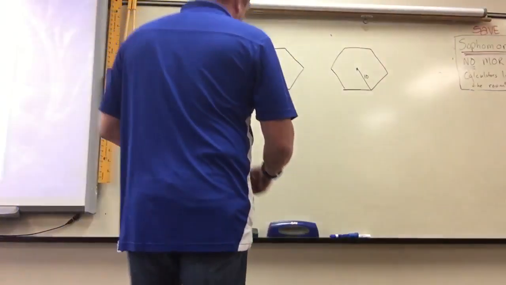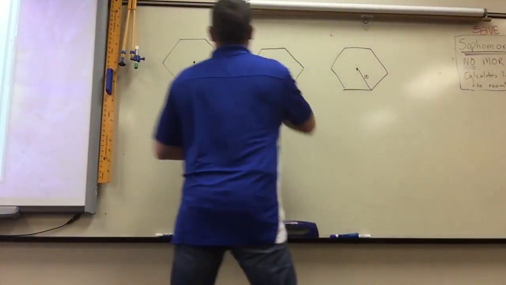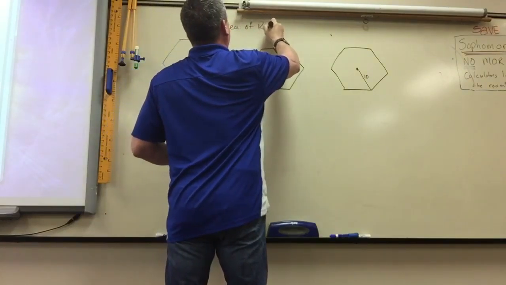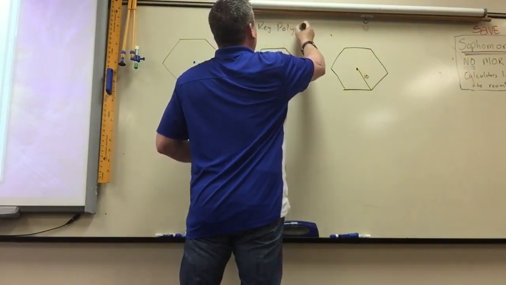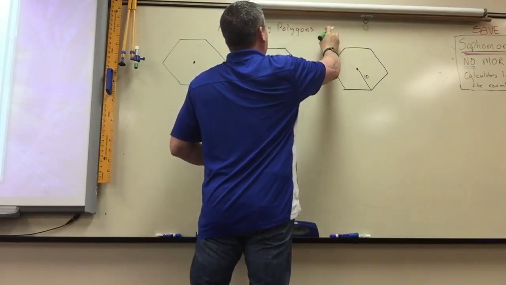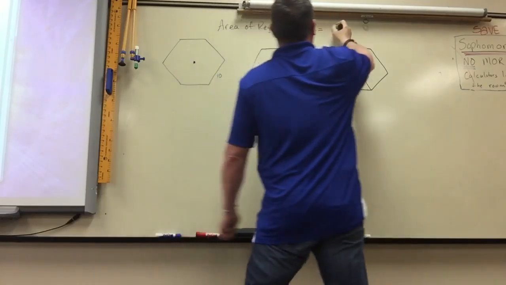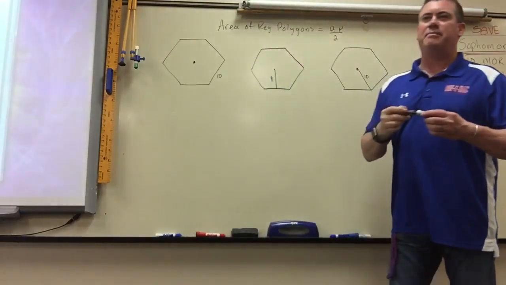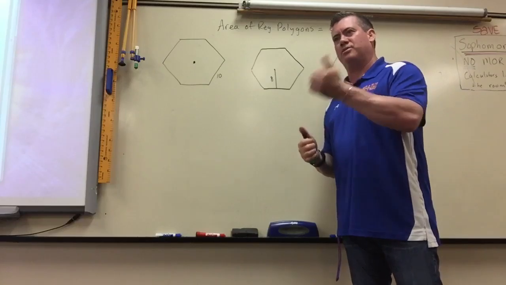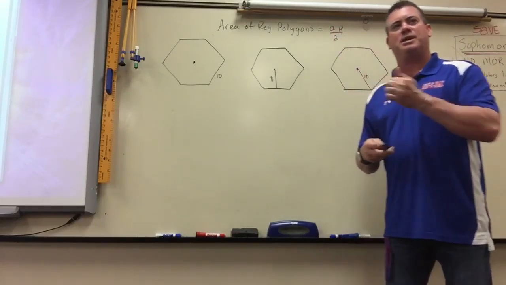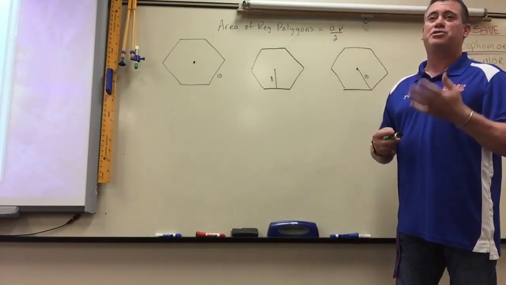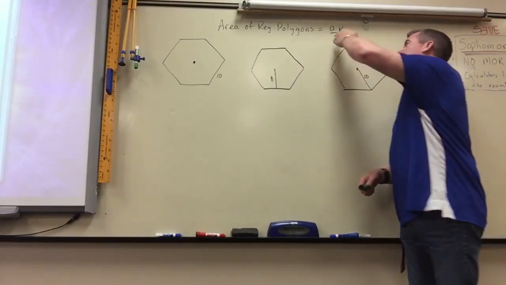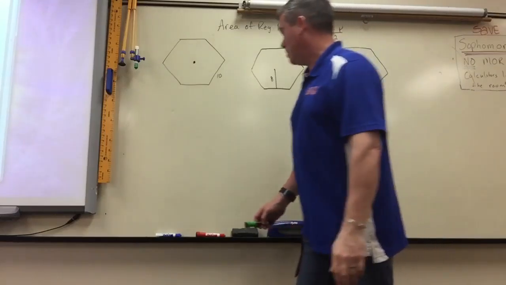Okay, today it is still regular polygons. So remember the formula is AP divided by 2. Now in yesterday's assignment, on an equilateral triangle, it's got its own formula: square root of 3 times the side squared divided by 4. And a square, you just go length times width. You can use this, but it's easier to do the other ones.